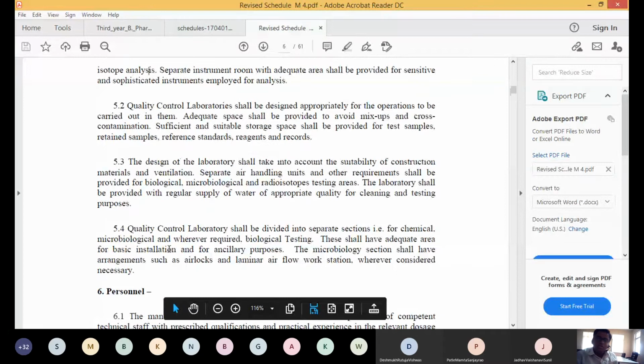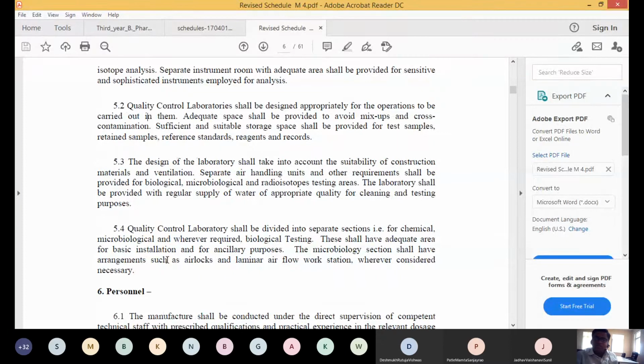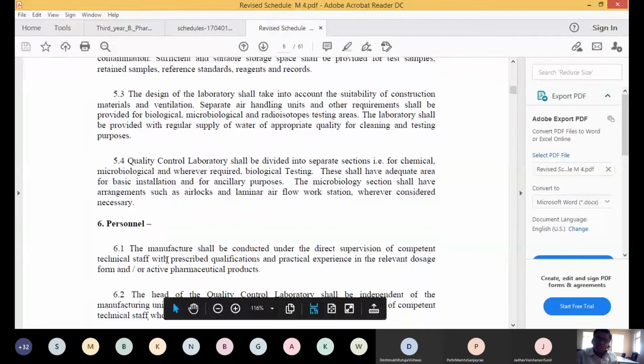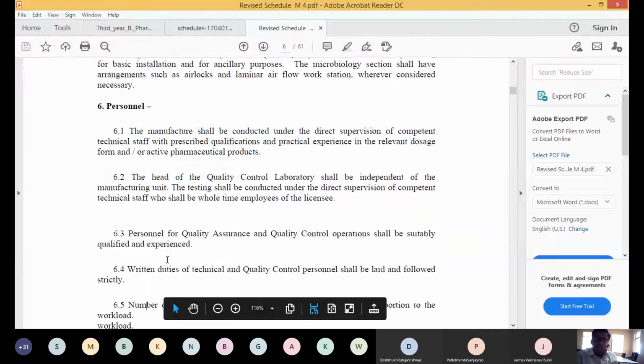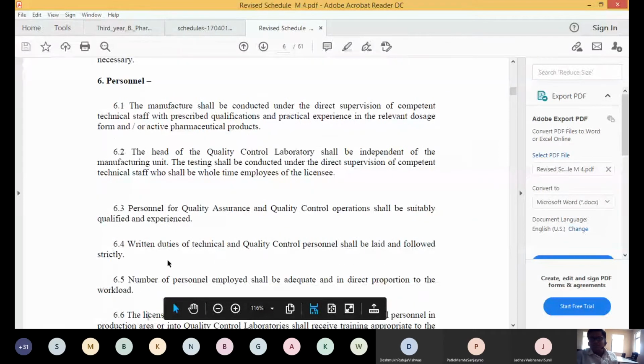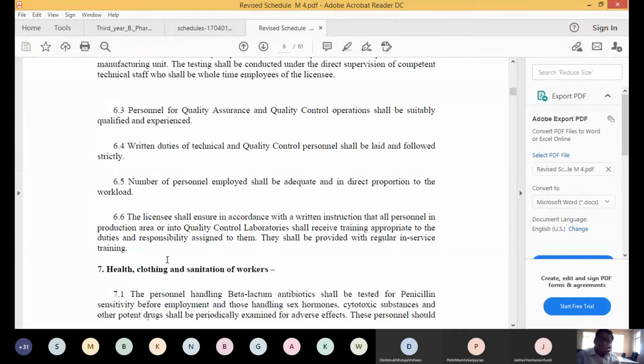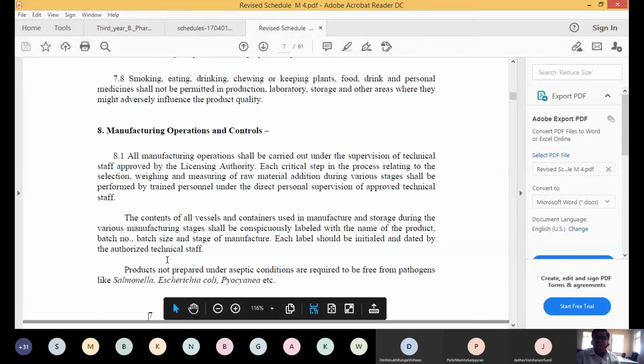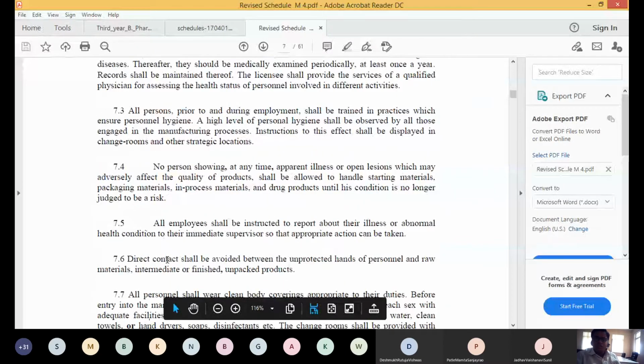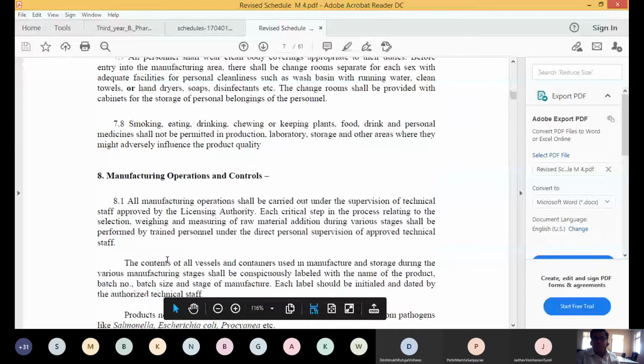If you remember the last points that we have discussed, in short, we have discussed each and every schedule. So, what is the requirement of personnel? Persons working in the manufacturing area, production area, quality control area. Then what is related to their health, clothing and sanitization. Then how manufacturing operations and controls should be carried out. What is the requirement of all manufacturing operations?